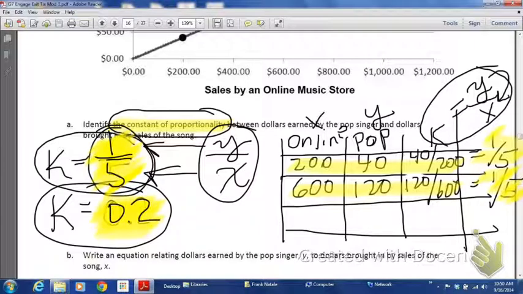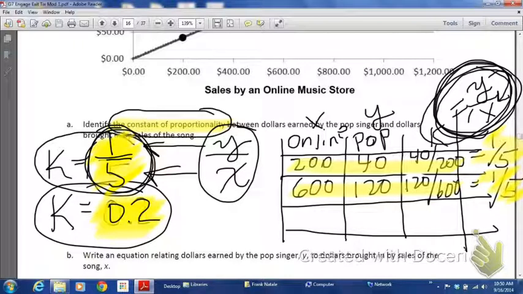Because we talked about Y as a function of X. So for every $1 that comes in, you get 1/5 of $1 to the musician or the pop artist, and that's 20%. That's probably not a bad deal if they're going to sell a lot of songs.